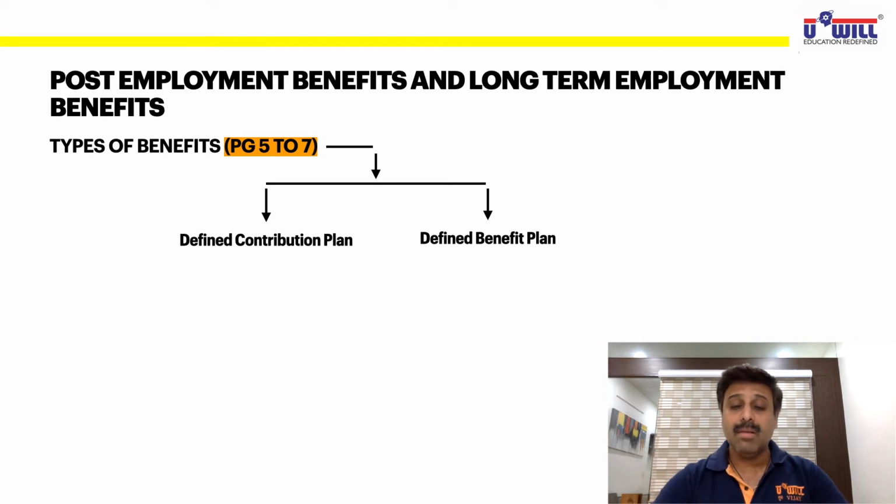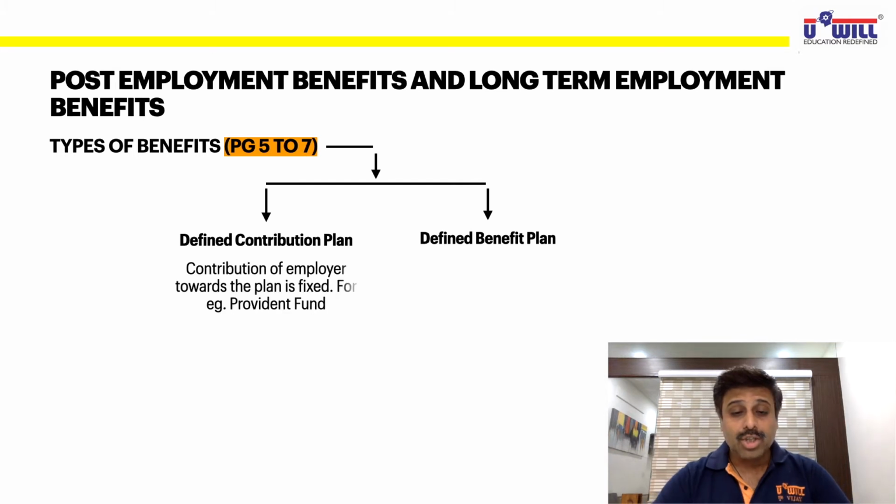For example, provident fund. The contribution of the employer towards the plan is fixed. How does the employer give the provident fund? Maybe 12% of salary, basic plus DA allowance. You studied all this in income tax: the provident fund contribution is 12% of salary. It was exempt up to some 7-8%, or it can be 15 or 20% of salary. So some fixed percentage is known.